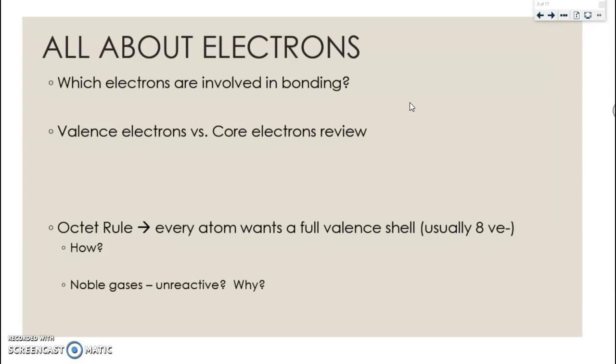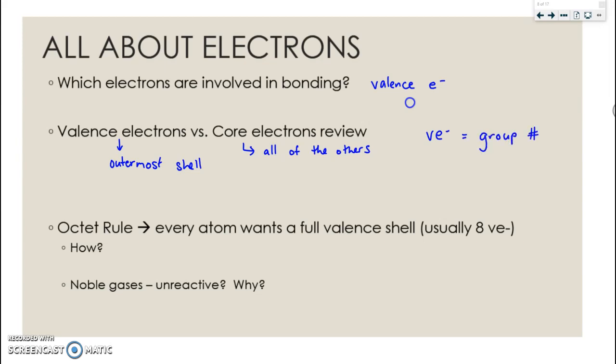The electrons that are involved in bonding are our valence electrons, which we briefly discussed back in the periodic table unit. The valence electrons are the outer shell electrons. So valence electrons are the ones that are in the outermost shell. And our core electrons are all the others. In general, our valence electron number is going to equal our group number. So elements in group 6A have 6 valence electrons.